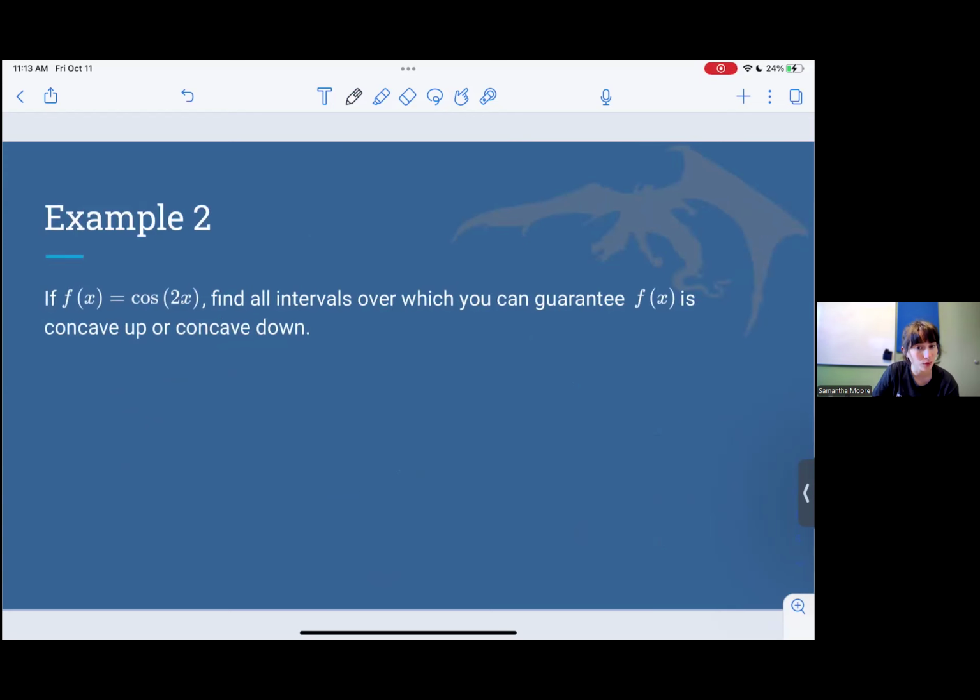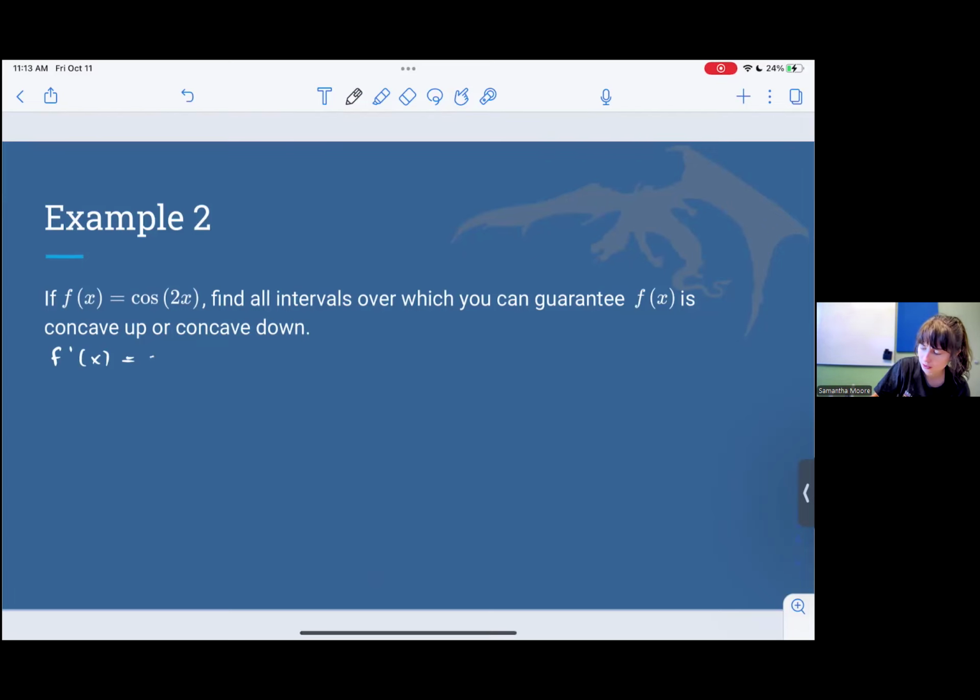Okay, so let's do one more example before I let y'all do one on your own. I'm given that f of x is cosine of 2x, and I want to find all intervals where f is concave up and all intervals where f is concave down. So again, first thing, I'm going to find f double prime of x. This is a chain rule thing. So I need to do the derivative of cosine of 2x using chain rule.